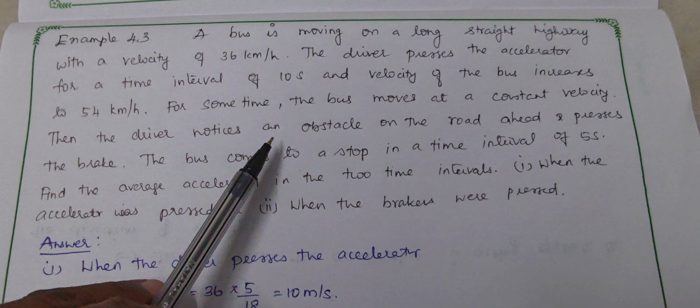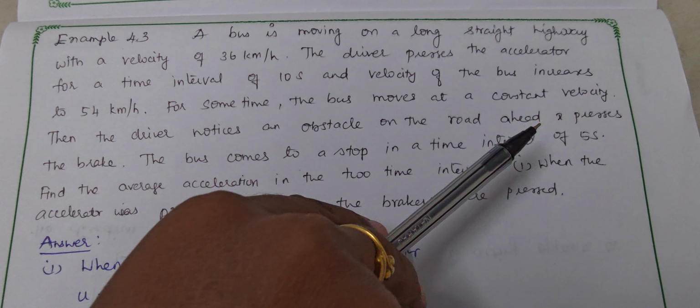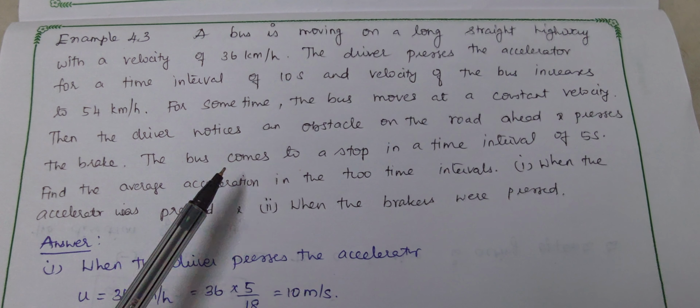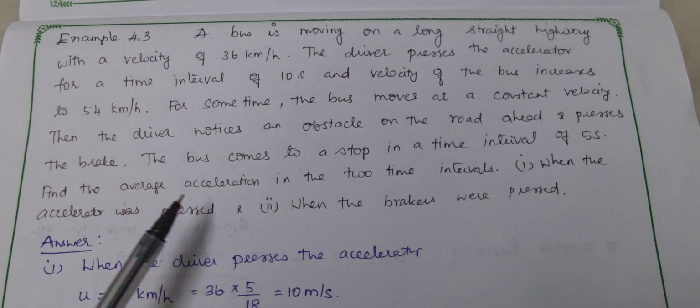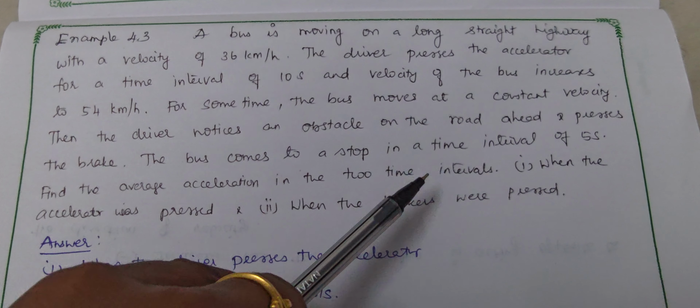Then the driver notices an obstacle on the road ahead and presses the brake. The bus comes to a stop in a time interval of 5 seconds. Find the average acceleration in the two time intervals.